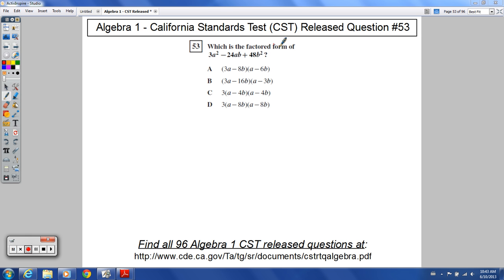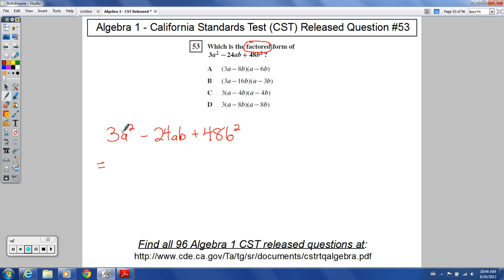It says, which is the factored form of 3a squared minus 24ab plus 48b squared? And so I'm going to rewrite that down here. 3a squared minus 24ab plus 48b squared. Now, when you're saying factor something, what's a factored form?